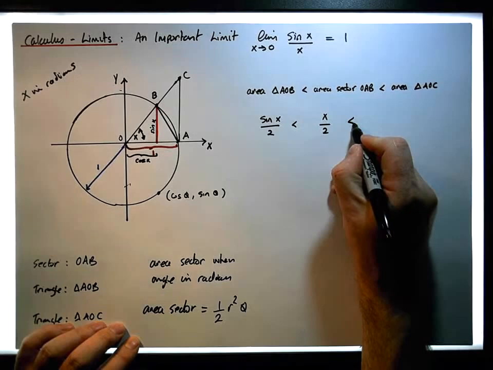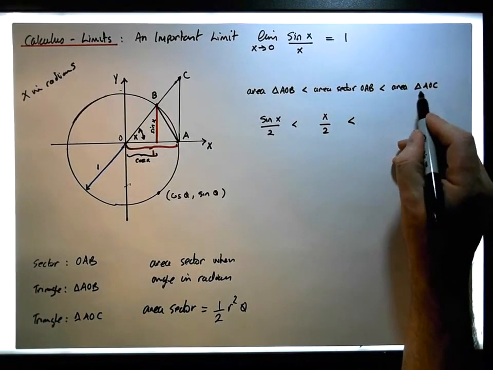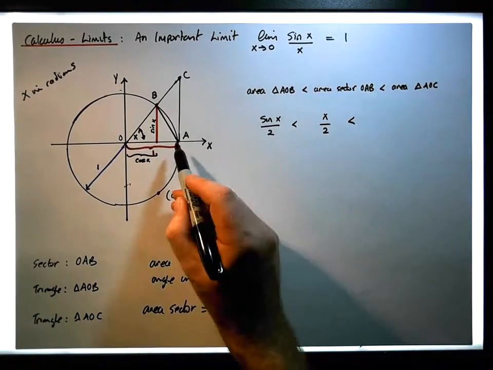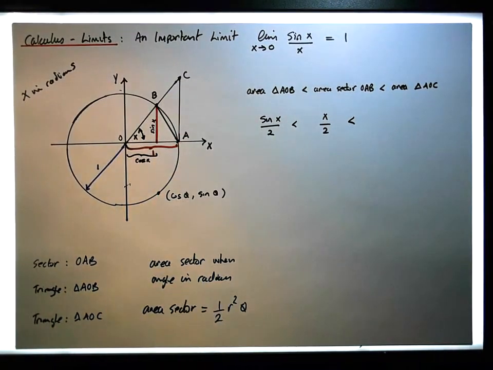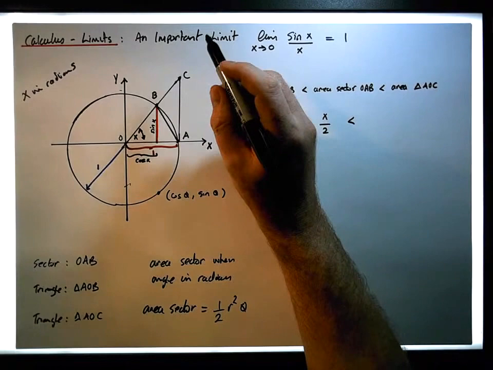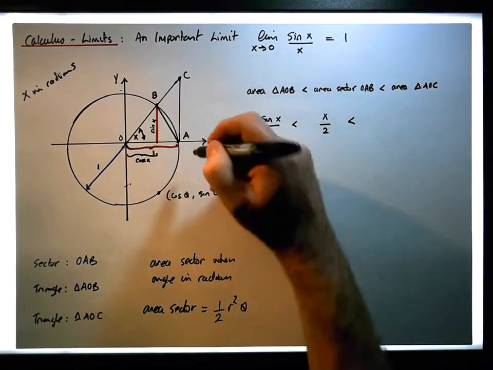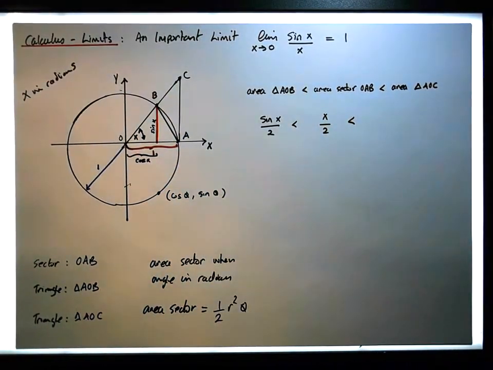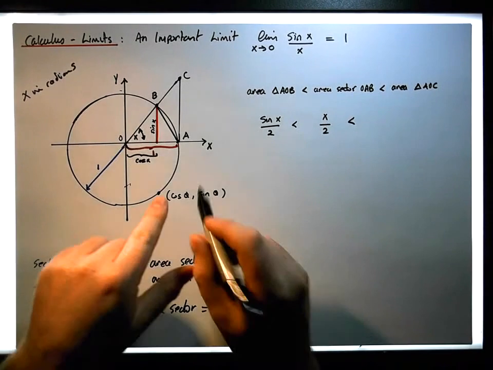And that must be less than the area of the triangle AOC. So how are we going to figure out the area of this particular triangle? Well, it's half the base times the perpendicular height. Okay, if that makes sense. So it's half the base times the perpendicular height.